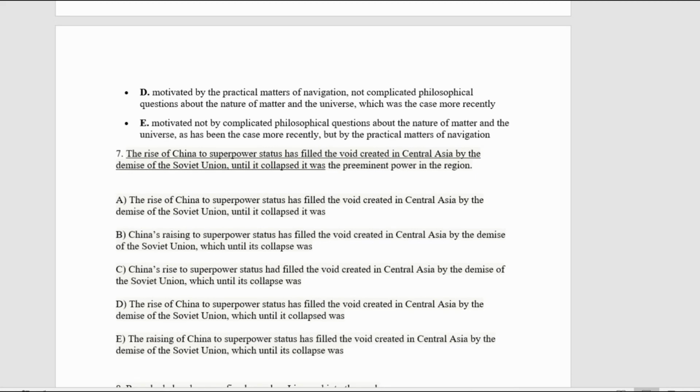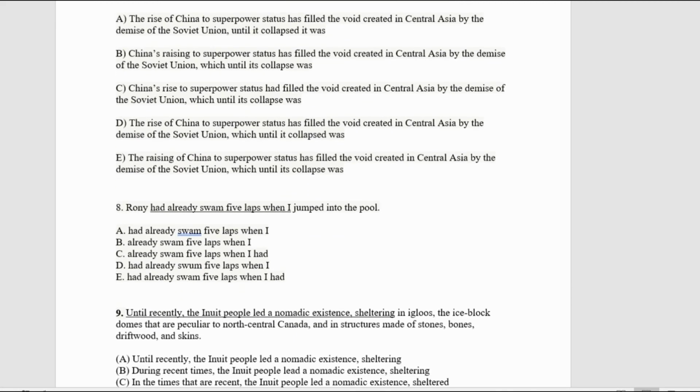Okay, let's wipe it out and turn to the next question. "Rona had always swam 5 laps when I jumped." So GMAT doesn't like past perfect or present perfect tenses unless it is the only way to answer. So when I jumped, he had already done. We talk about past activity happening before another activity in the past. X and Y both happened in the past, X happened before Y, so we need to use X in the past perfect tense and Y in past simple. It should be swim, swam, swam. So already swam 5 times.